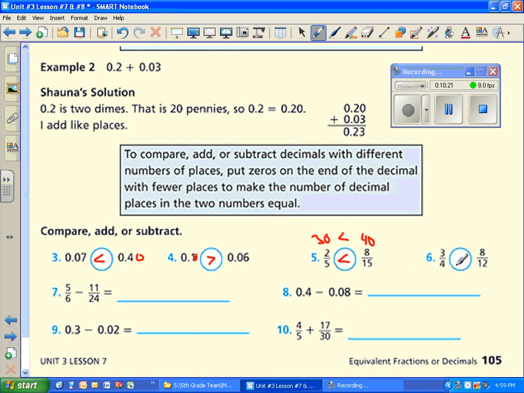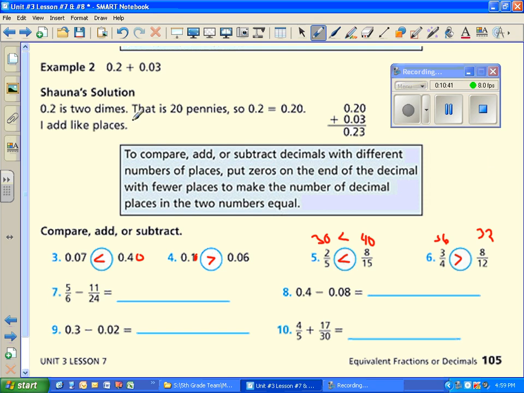Let's try that again over here with number 6. Copy it down, please. 4 times 8 is 32. 12 times 3 is 36. And you know that 36 is greater than 32, so 3/4 is greater than 8/12. Just a quick way of deciding greater than, less than, or equal to when you're dealing with fractions.